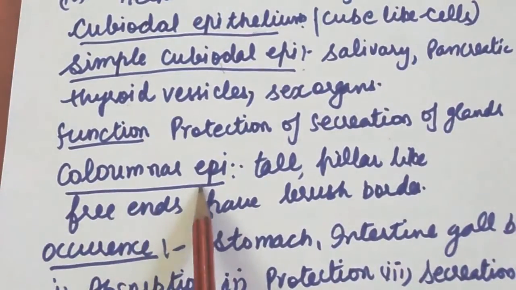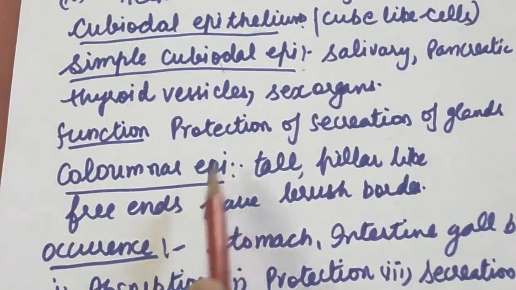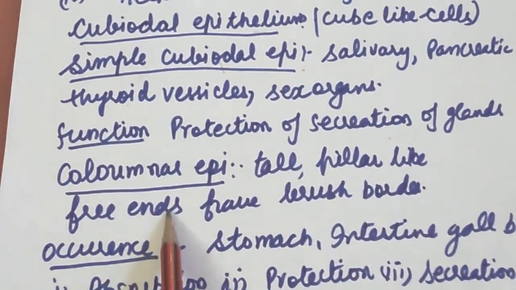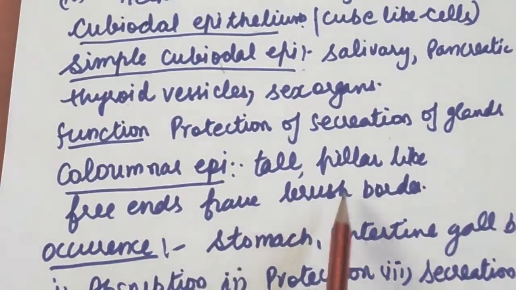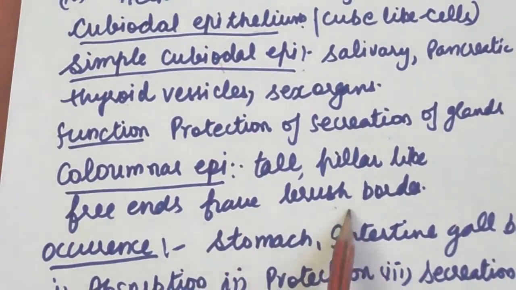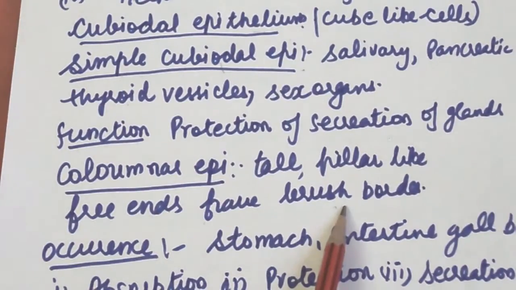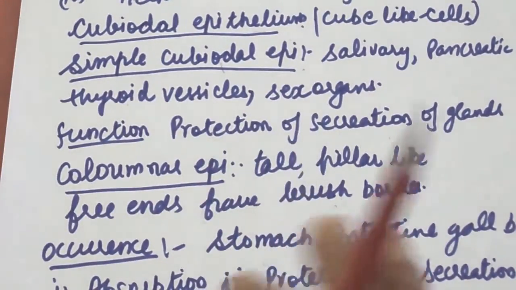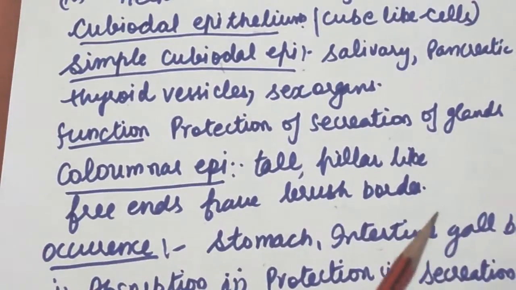Next is the columnar epithelium. Columnar epithelium consists of compactly arranged cells which are tall, pillar-like, with free ends. Nuclei of columnar cells are generally elongated, and these cells have free ends with brush border-like structures, or cilia are present. Occurrence, where it is found? It is found in the stomach, intestine, and gallbladder. They also occur in the various glands like gastric glands, intestinal glands, oviduct, stratified columnar epithelium, modified columnar epithelium.